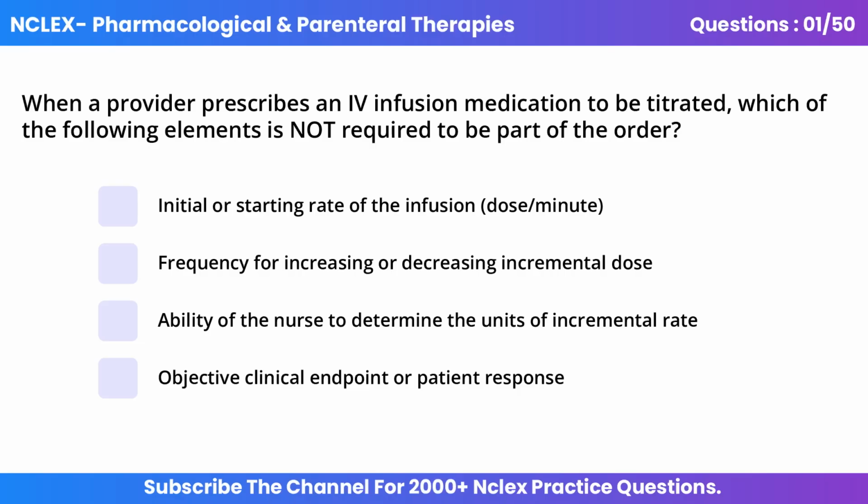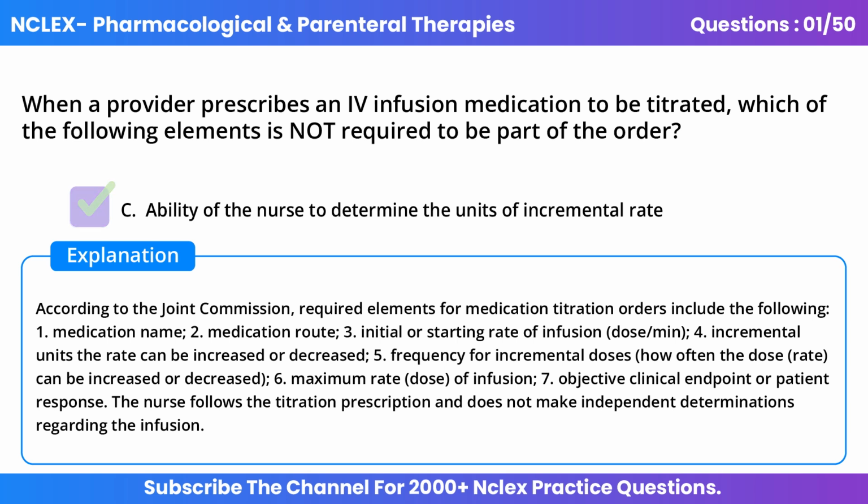Question 1. When a provider prescribes an infusion medication to be titrated, which of the following elements is not required to be part of the order? C. Ability of the nurse to determine the units of incremental rate.